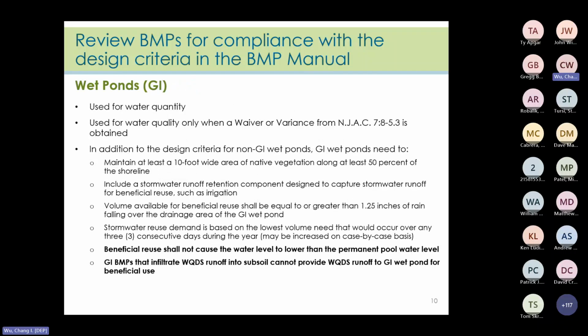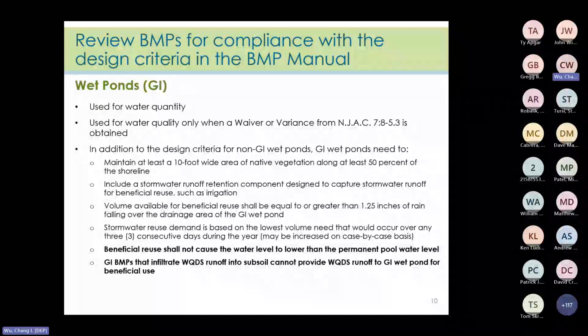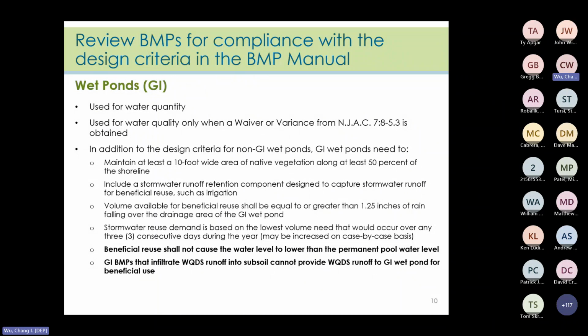A GI wet pond can be recognized as a GI BMP. It is allowed to be used for water quantity without any variance. But if the GI wet pond is to be used for water quality, it is allowed only when a waiver or variance from the rules is obtained. In addition to the design criteria for a non-GI wet pond, a GI wet pond needs to maintain at least a 10-foot wide area with native vegetation on at least 50% of the shoreline, and it needs to include a stormwater runoff retention component designed to capture stormwater runoff for beneficial use, such as irrigation.